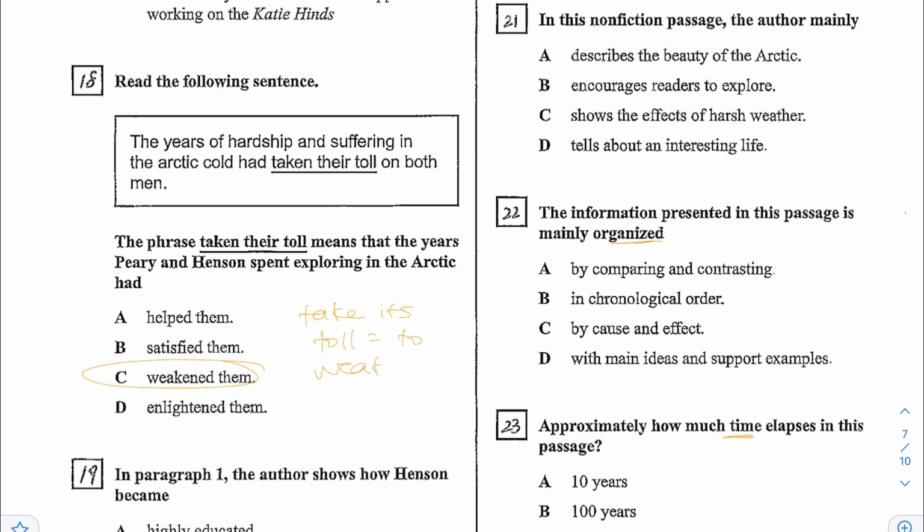It means to weaken, to be really challenging. So it didn't help them, it didn't satisfy them or enlighten them. Enlighten means like made them smarter and more aware. So this is the opposite. It made them really weak because it hurts.